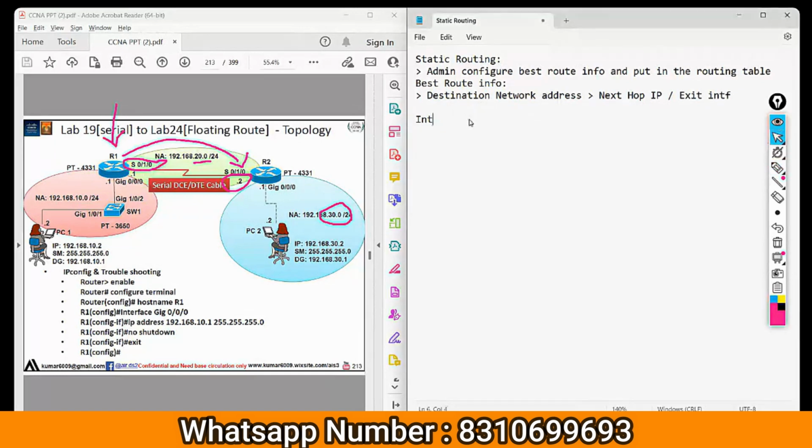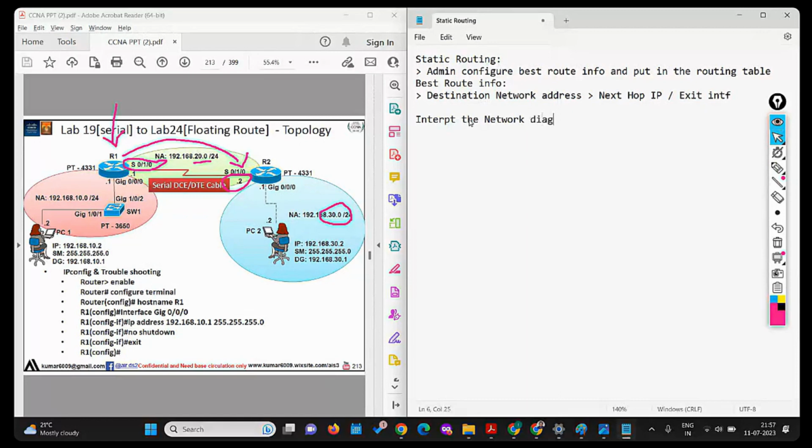Interpret the network diagram. This is the first exercise. Do this exercise, and you get clarity. That is the power and benefit of this exercise. First question: number of devices. 1, 2, 3, 4, 5. So 5 devices. What are they?